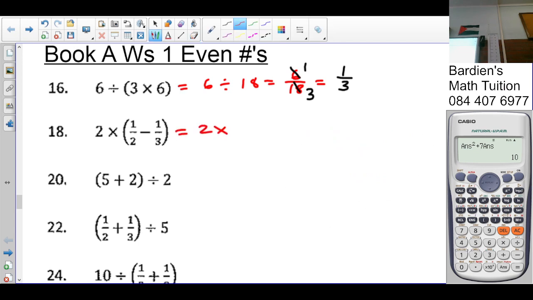Right. People, what's your LCM here? 6. So you must multiply this by 3. So 1 times 3 is 3. 3 must be multiplied by 2. 1 times 2 is? So it's going to be 2 times. What's 3 minus 2? 1. So it's 1 over 6. Now what? 2 goes into 2 once, 2 goes into 6 three times. 1 over 3. Any problems with number 20?